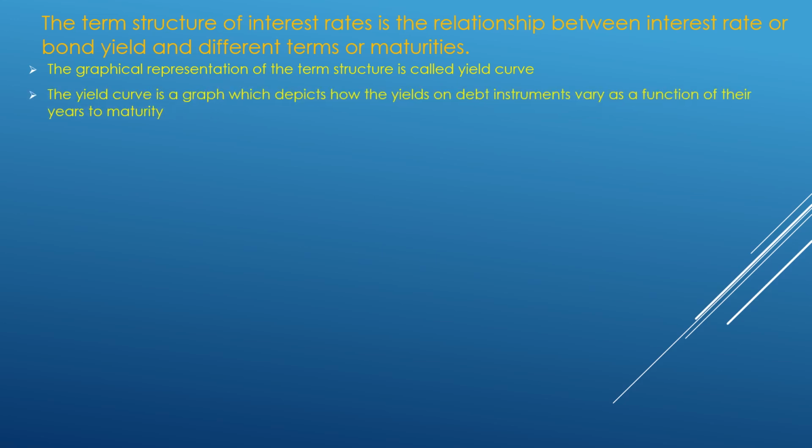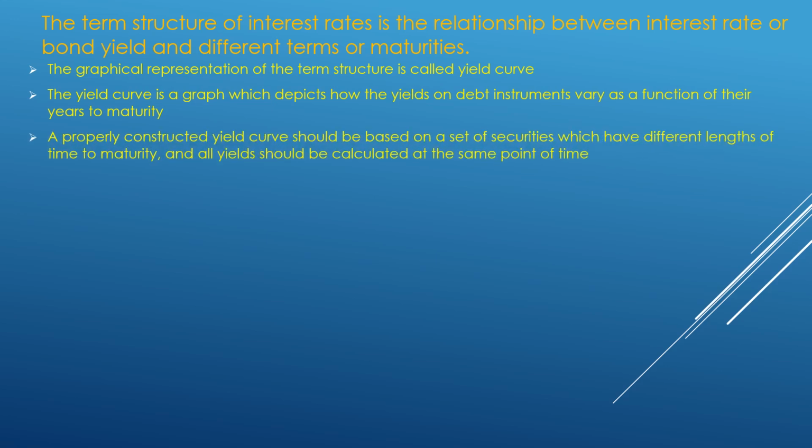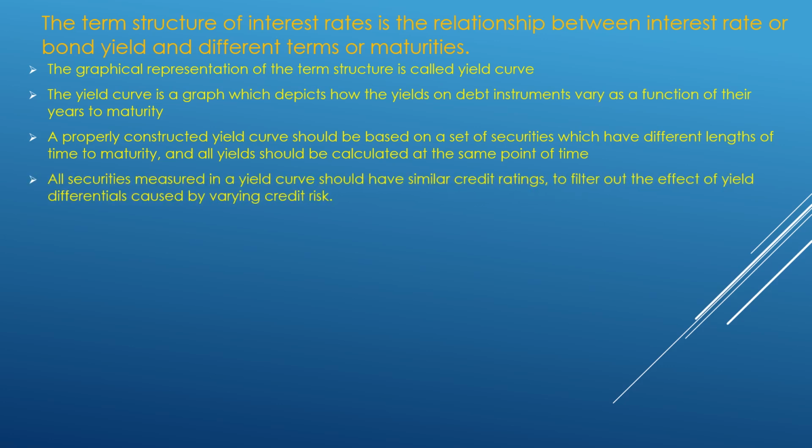The yield curve is a graph which depicts how the yield on a debt instrument varies as a function of the years to maturity. A properly constructed yield curve should be based on a set of securities which have different lengths of time to maturity, and all yields should be calculated at the same point of time. All securities measured in a yield curve should have similar credit rating to filter out the effect of the yield differentials caused by varying credit risk.